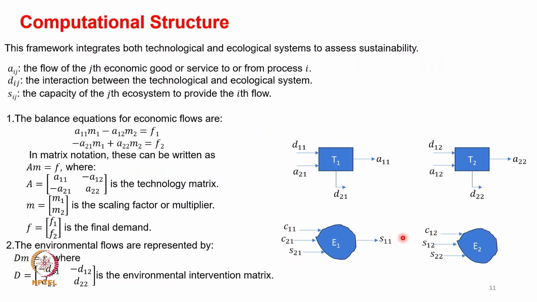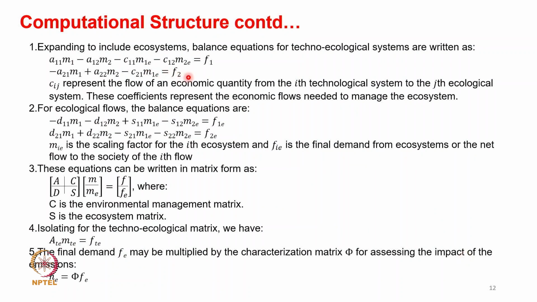So we can see here we have an ecosystem in each of these cases, E1 and E2. And so when we include the ecosystems, your matrix would be expanded: A11 M1 minus A12 M2 minus C11 M1E plus C12 M2E, which is of course equal to F1, and similarly minus A21 M1 plus A22 M2 minus C21 M1E, which is equal to F2. So what is C here, which is an additional term? It represents the flow of an economic activity from the ith technological system to the jth ecological system. So these coefficients represent the transaction between the technological system and the ecological system by means of economic flows.